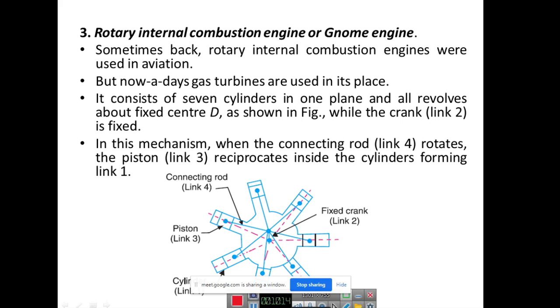Next we will see the rotary internal combustion engine, that is our Gnome engine. Sometime back, rotary internal combustion engines were used in aviation, but nowadays gas turbines are used in this place.